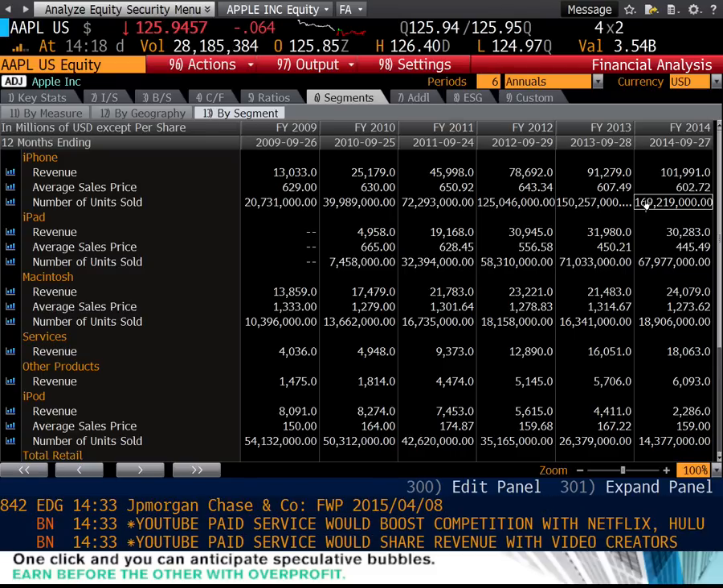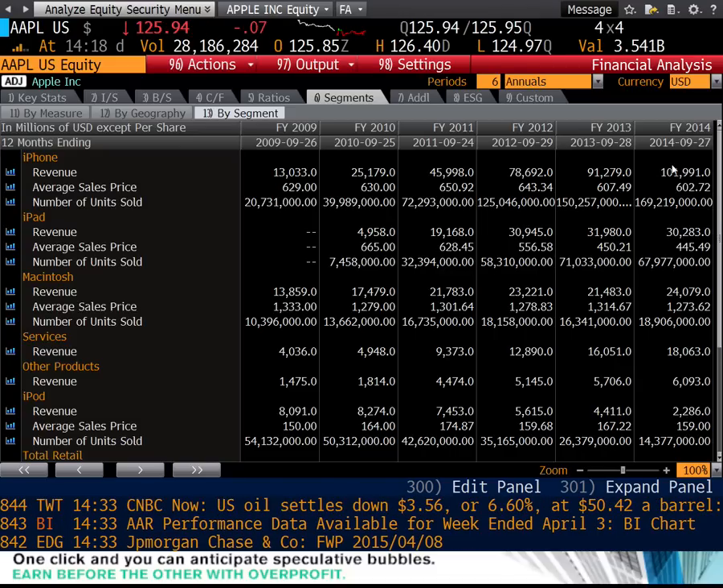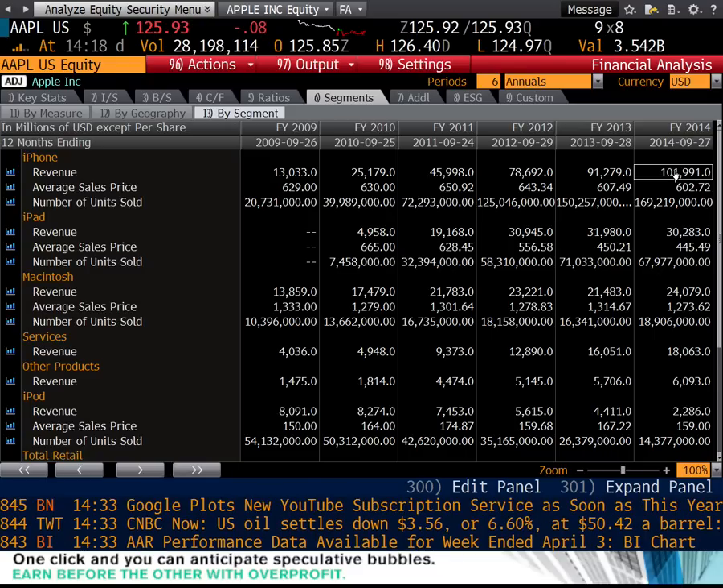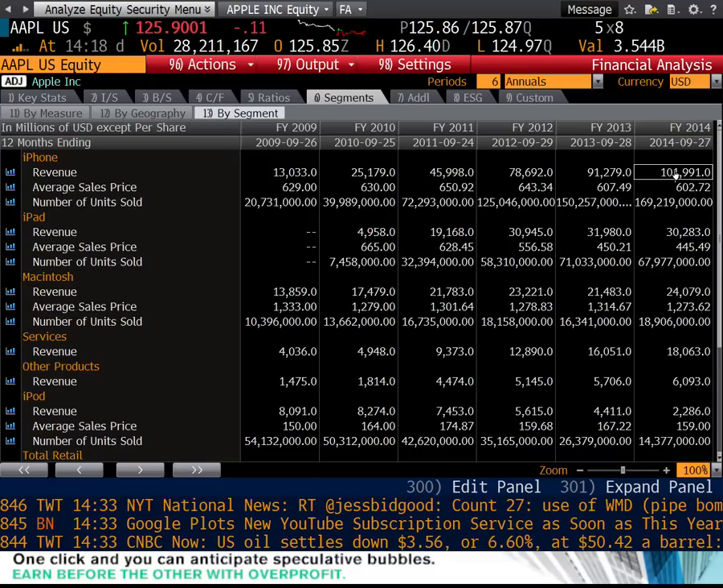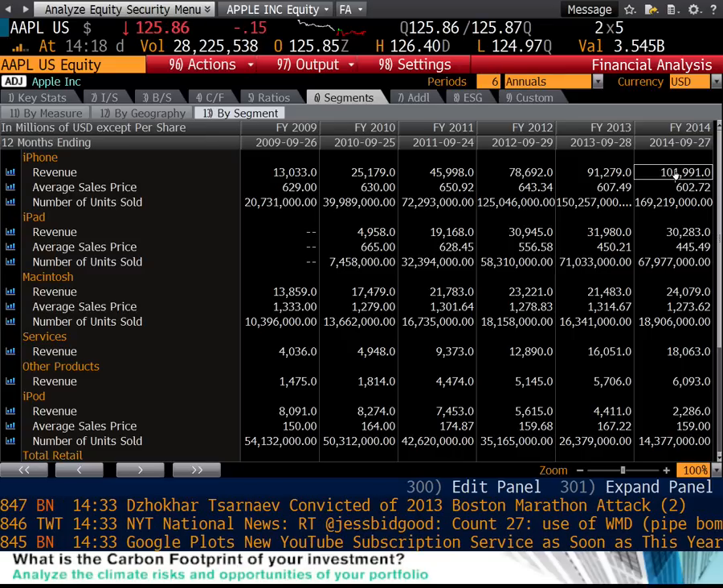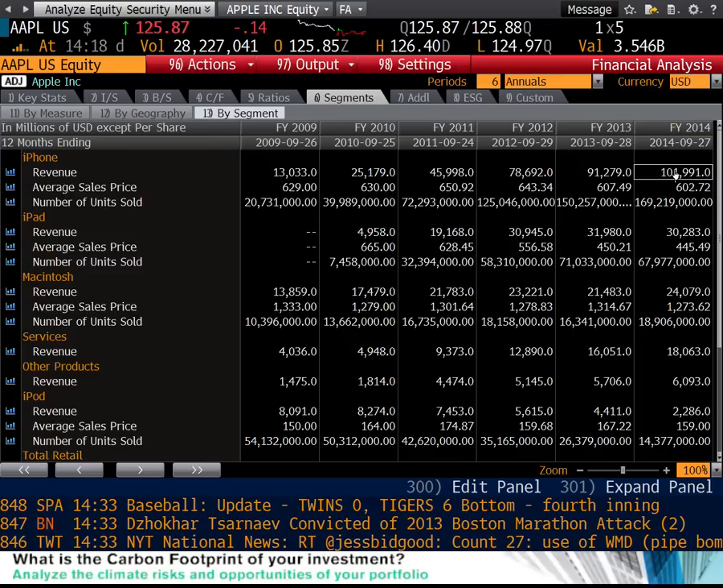But that's the other question. Can this level of growth of $102 billion continue? Right? Knowing that everybody else has got phones that are just as good, knowing that you've got a bunch of low-cost Chinese clones that people are starting to gravitate towards, are they going to be able to maintain their price premiums?